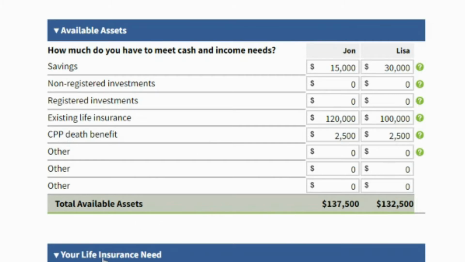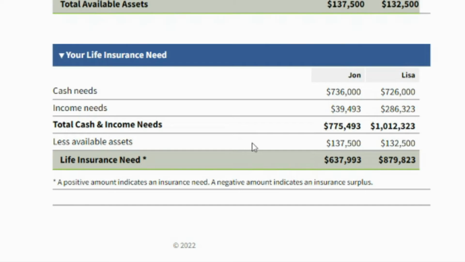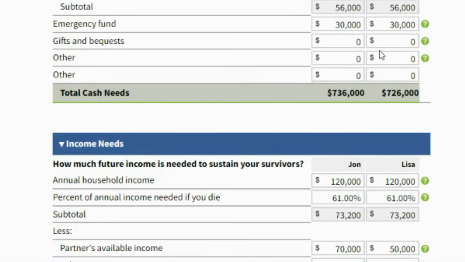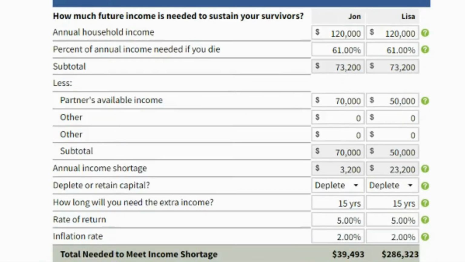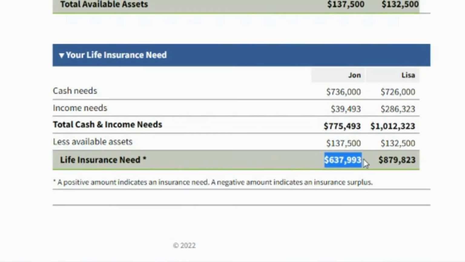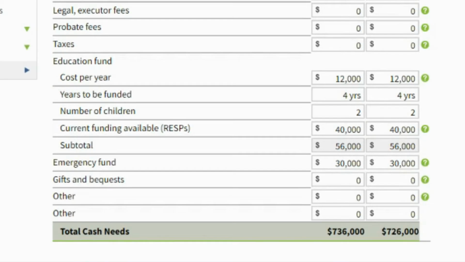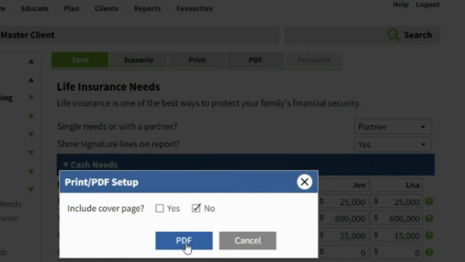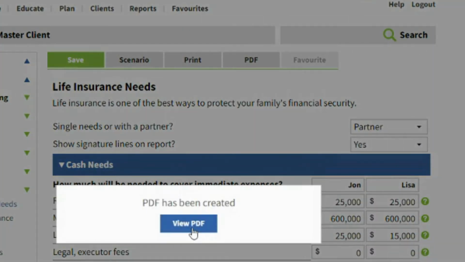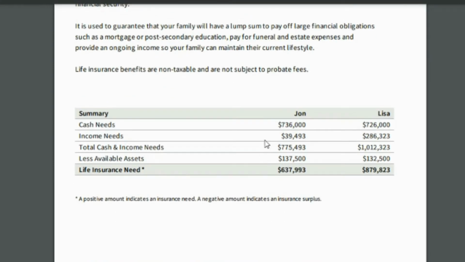Now, once we do all those numbers, that's going to give me the total life insurance need. So as you can see here, once we actually look at insurance from a need perspective rather than an amount, John will need $637,000 of insurance, whereas Lisa will need $879,000 of insurance. So then we're going to go and produce a nice little report, and that's going to show the total amount of insurance each person needs.